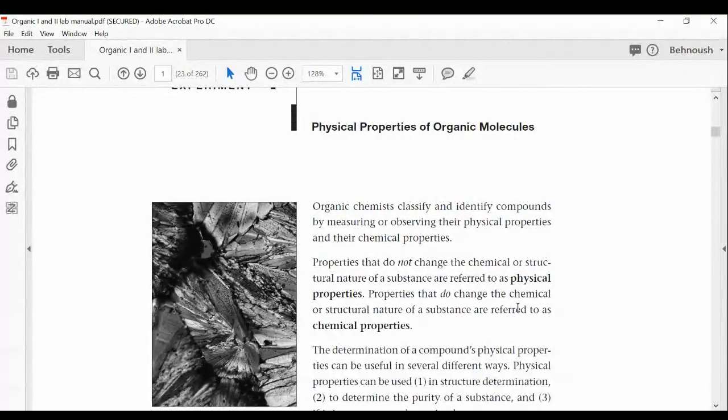Okay, I am going to share the experiment from the lab manual. I'm going to ask you questions.